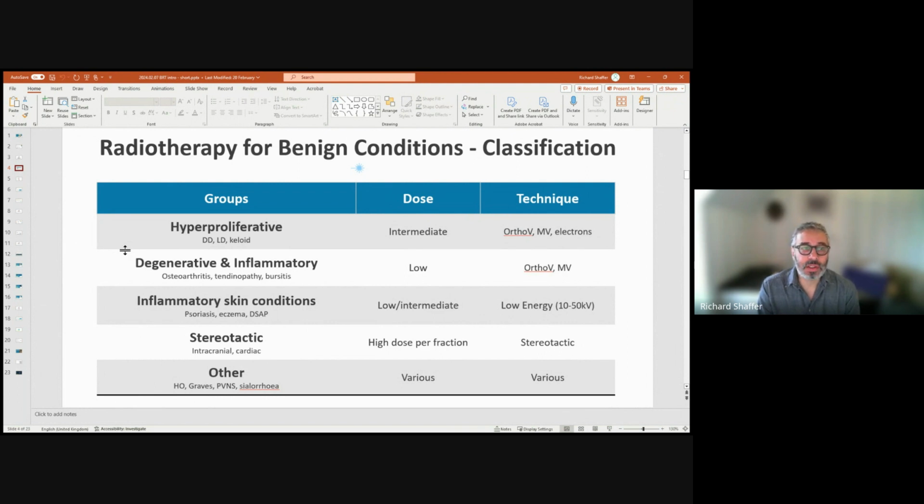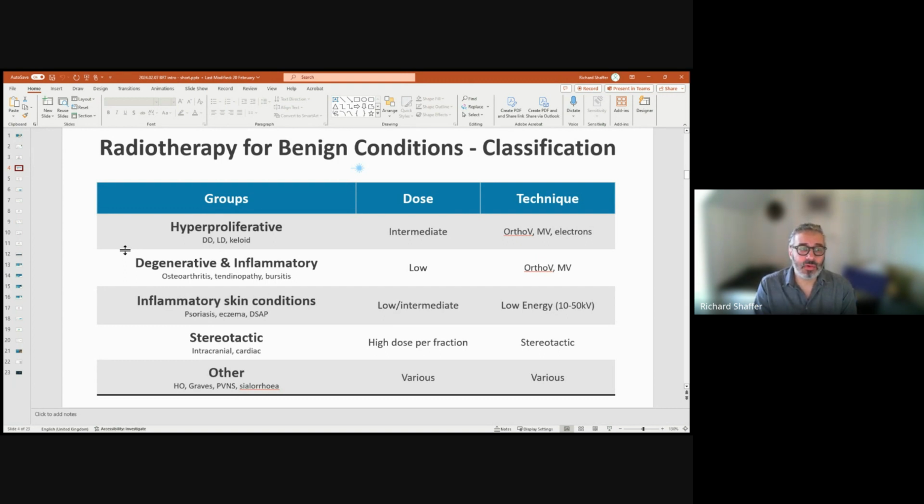And the main conditions here will be Dupuytren's disease of the hand, Ledderhose disease of the foot, which is lumps on the feet, which is like Dupuytren's disease of the hand, but causes pain rather than curling of the fingers. Keloid scars, pterygium, those are the main ones in the hyperproliferative conditions. And we use a sort of intermediate dose of radiotherapy, and you can use various techniques. So you can use the superficial orthovoltage machine, you can use megavoltage or electrons.